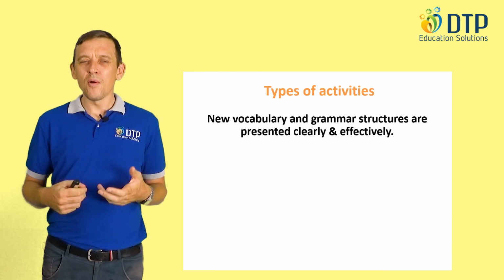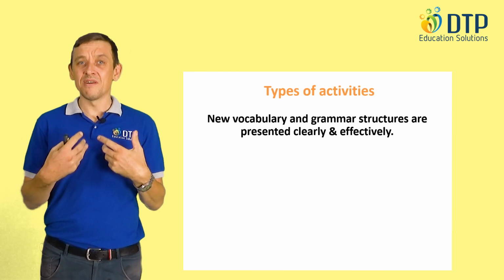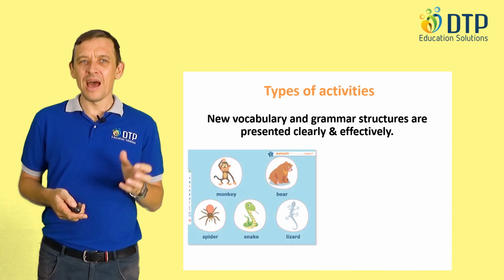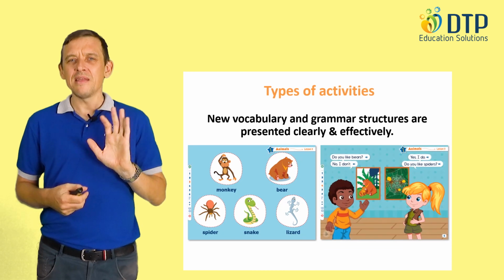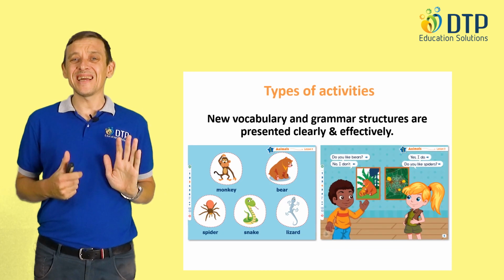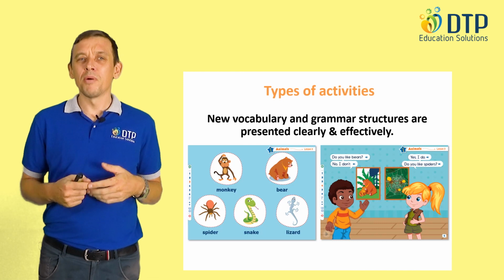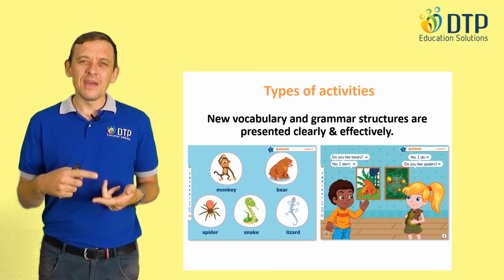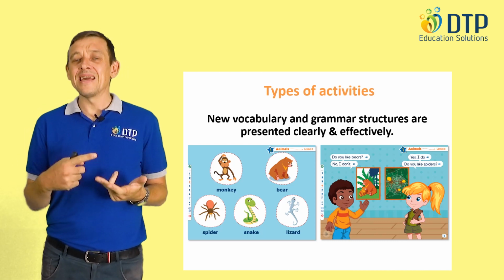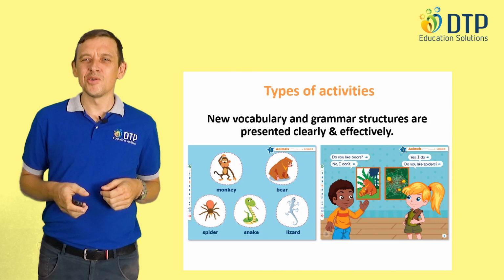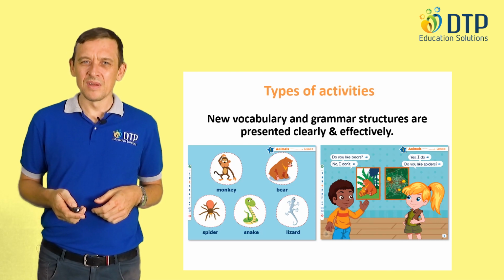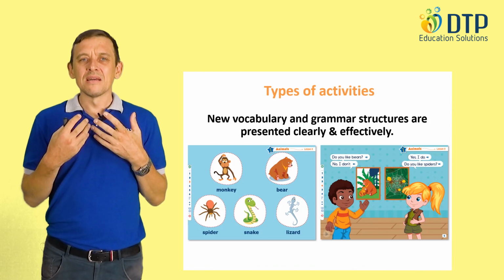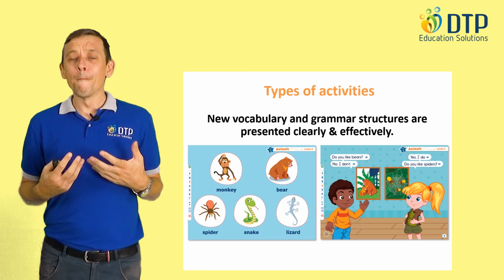So, new vocab and grammar structures are presented in a very clear and effective format. So you can see we have the vocabulary here. Usually there are around about 5 or 6 vocab items per lesson. Students can see the picture, they can see the word, and they can also hear the word and hear a sentence related to that word. Grammar structures are presented using a very easy dialogue or monologue.